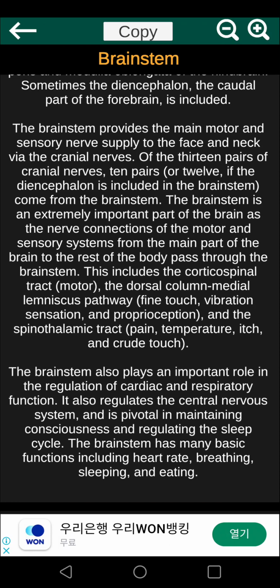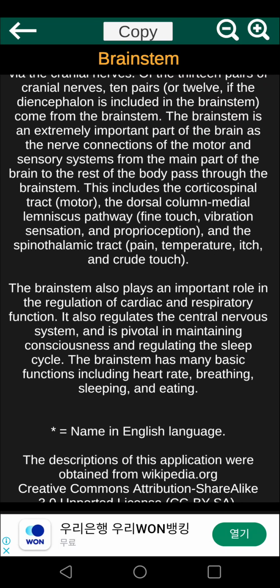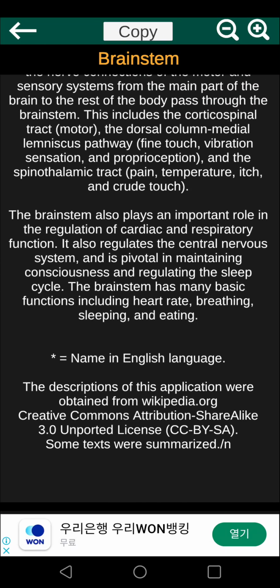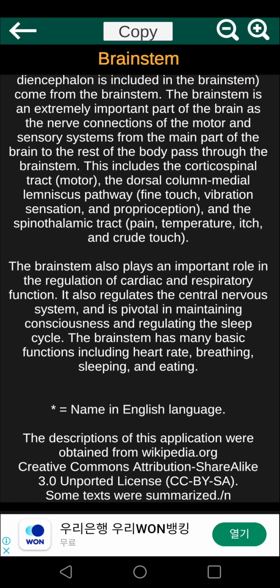Of the 12 pairs of cranial nerves, 10 pairs come from the brainstem. The diencephalon is sometimes included in the brainstem. Nerves to the rest of the body pass through the brainstem. The brainstem has many basic functions, including heart rate, breathing, sleeping, and eating.